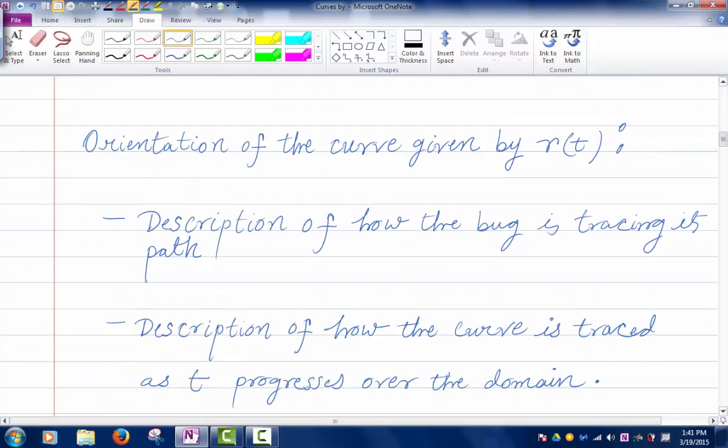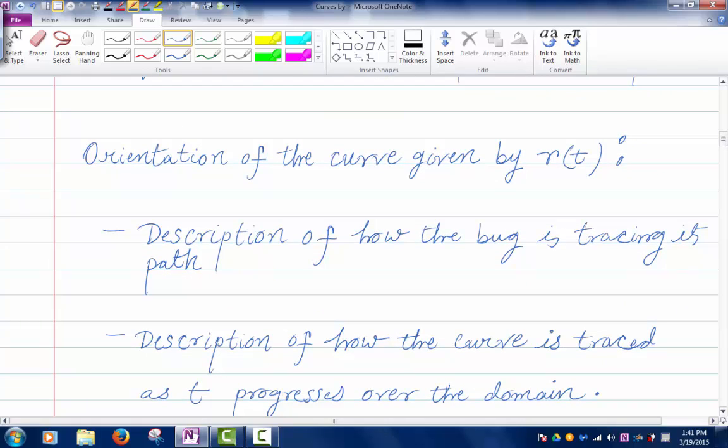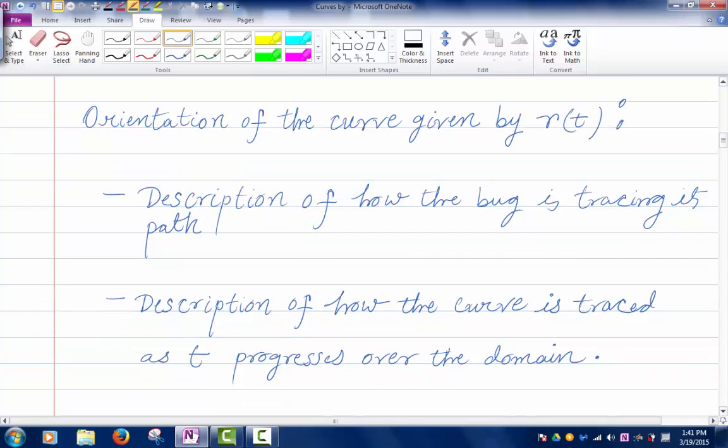Now, given a curve, there is this idea of orientation of the curve. So what's the orientation of a curve? Well, if you think of the curve as the position of a moving object, then you want to know how the bug is tracing the path. So in what direction is it tracing the curve? Okay, so how is the bug tracing its path? And that's called the orientation of the curve. Okay, how is the curve traced?